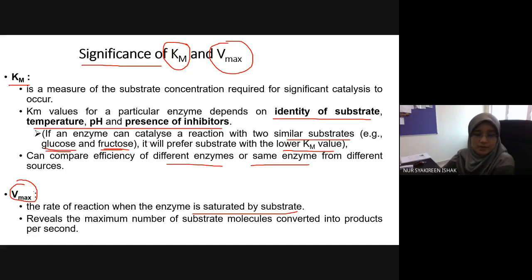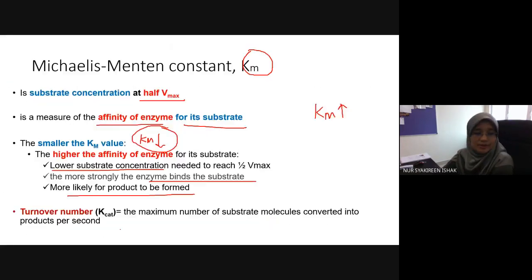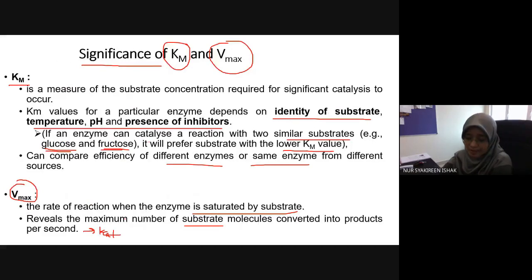Okay. So from the Vmax value, you will know the maximum number of substrate molecules that is converted to product per second. So from the Vmax value, you can determine the Kcat value, the turnover rate. From the Vmax value, you can know this value, turnover number. What is the maximum number of substrate that is converted into product, okay? So that is the significance of you knowing the Km value and the Vmax value.